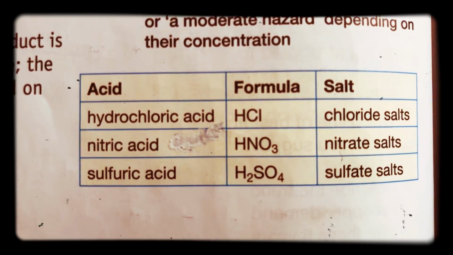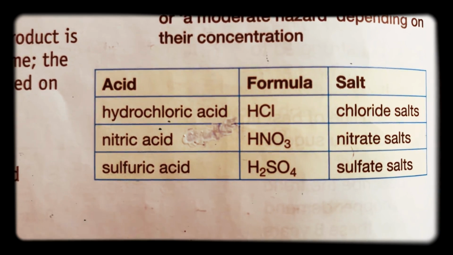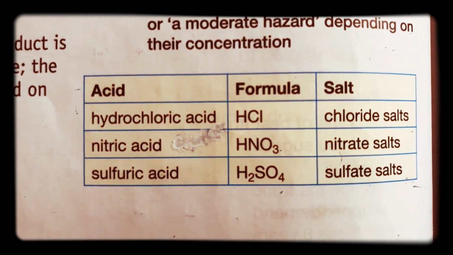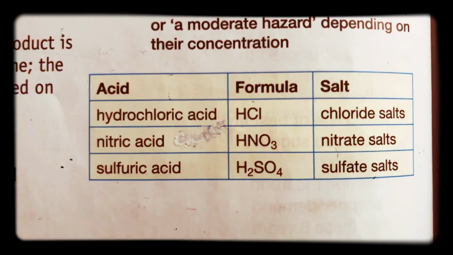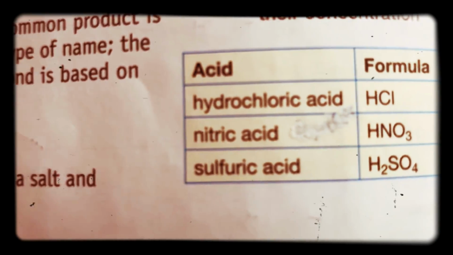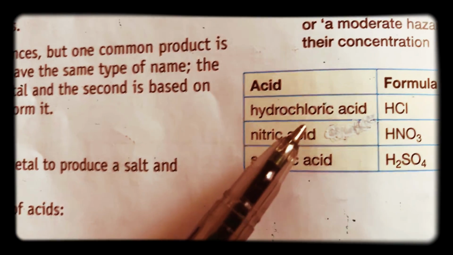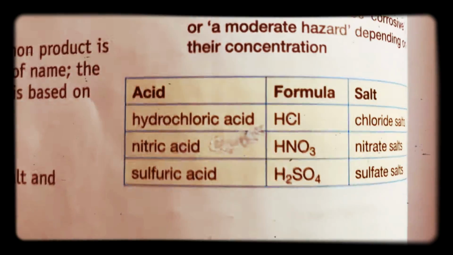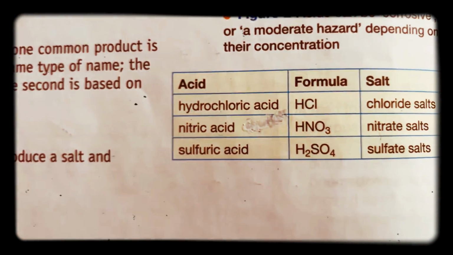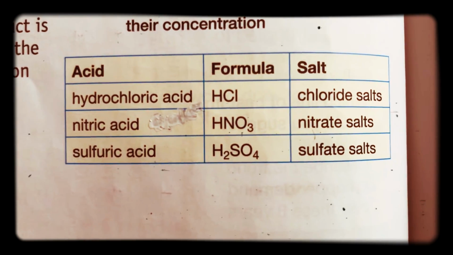Hydrochloric acid, formula HCl. Remember, you must make sure that you put the capital C and a little l for hydrochloric acid. Please make sure that you spell hydrochloric correctly as well. Sometimes I see that misspelled. Now, hydrochloric acid always gives chloride salts.